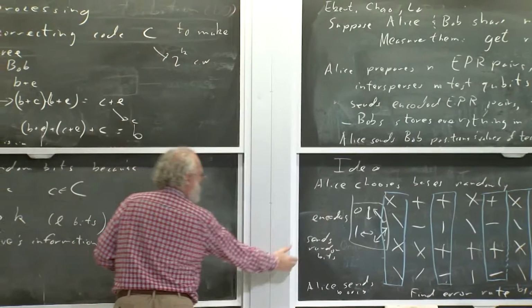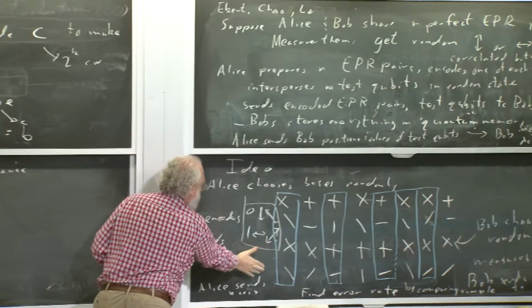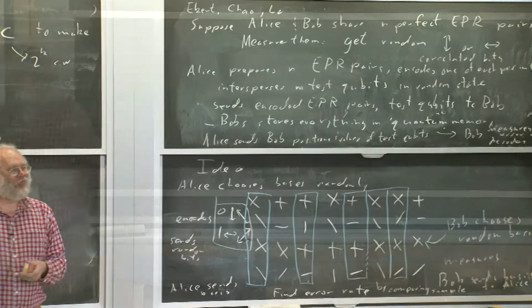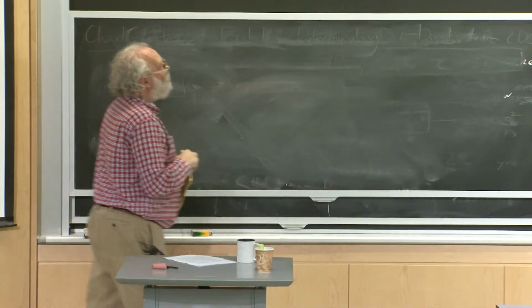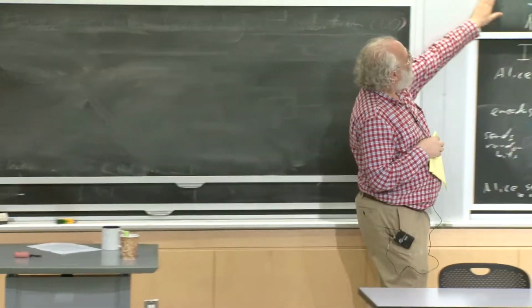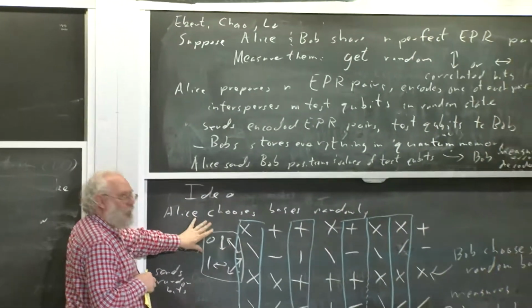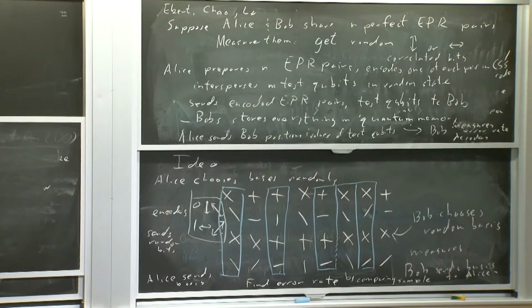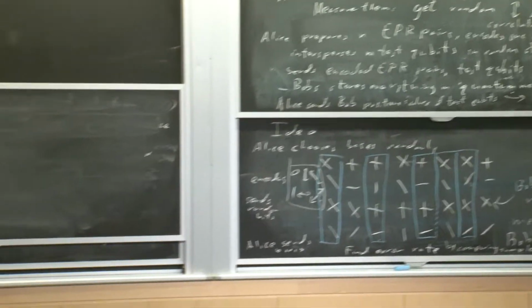So if this is secure, this is secure. So let's go back and start fiddling with this protocol to make it look like this protocol. So what is going on?